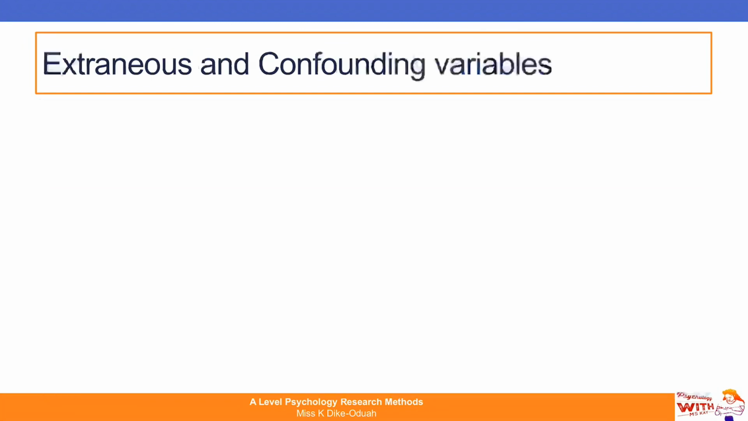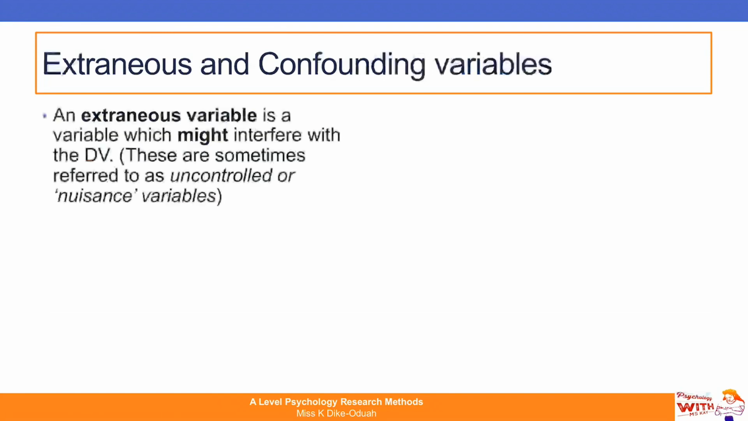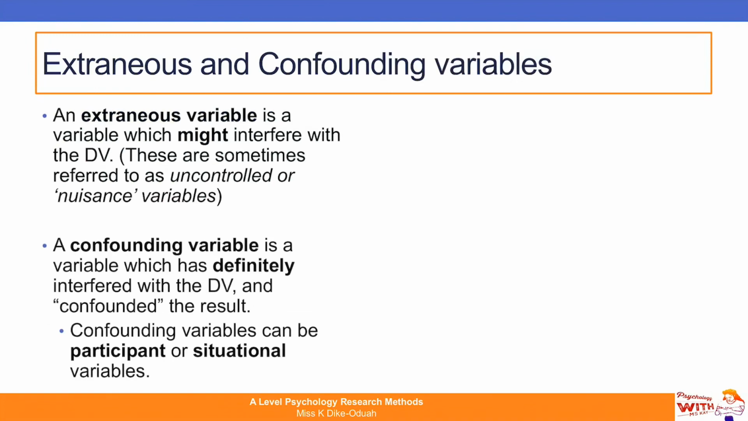Extraneous and confounding variables are variables that I want to introduce to you today. And it's important that you recognize that extraneous variables are variables that might interfere with the dependent variable in a particular study. They're often known as uncontrolled or nuisance variables. A confounding variable is a variable which has definitely interfered with the dependent variable and has confounded, in other words, it's changed, it's influenced the result. Confounding variables can be participant or situational variables, and we'll come to that soon.